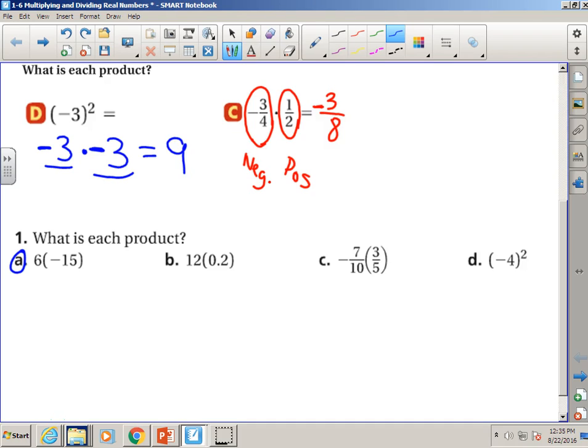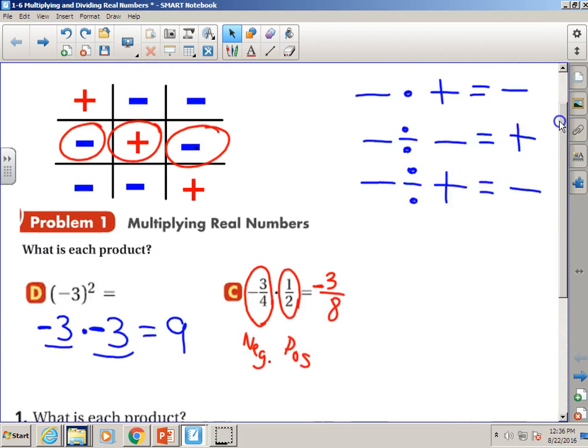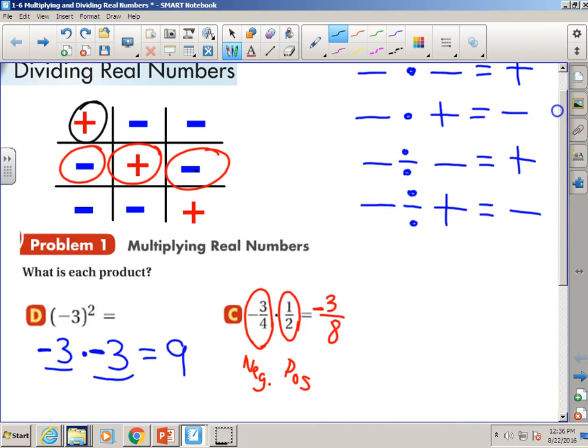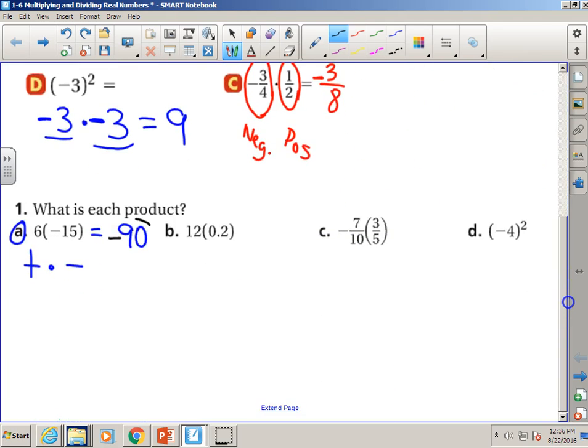Now let's look at problem 8. Okay, so we've got a positive 6 times a negative 15. Well, let me just go ahead and do 6 times 15. 6 times 15 is 90. Now I have to figure out if this is a negative 90 or a positive 90. If we go back up to the tic-tac-toe, positive times negative is negative. So our answer is negative 90. Positive times negative is negative.